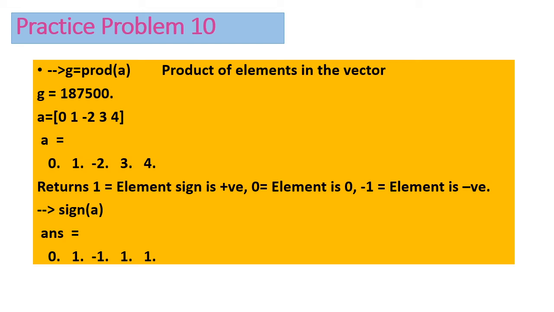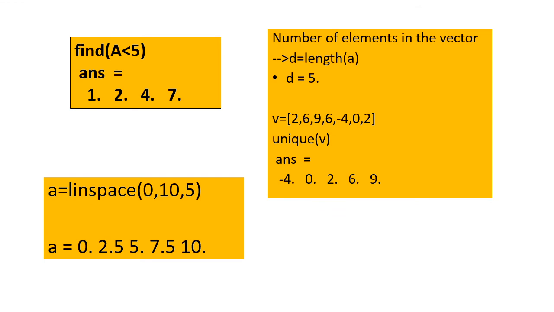So the sign function returns 0 if the element is 0. For positive values, plus 1, plus 3, plus 4, it returns plus 1. For minus 2, it returns minus 1. So for a negative number, it returns minus 1, and for a positive number, it returns plus 1. For the element 0, since there is no magnitude for it, it returns 0.